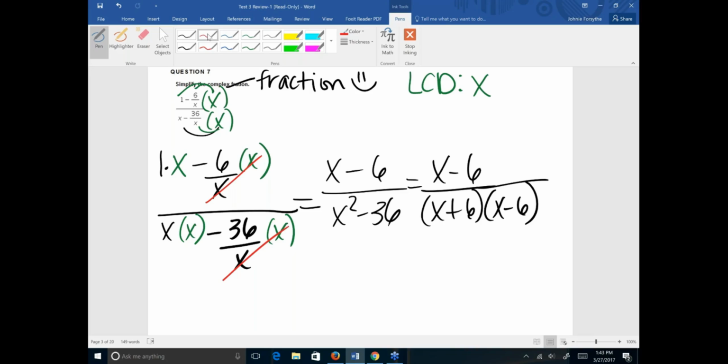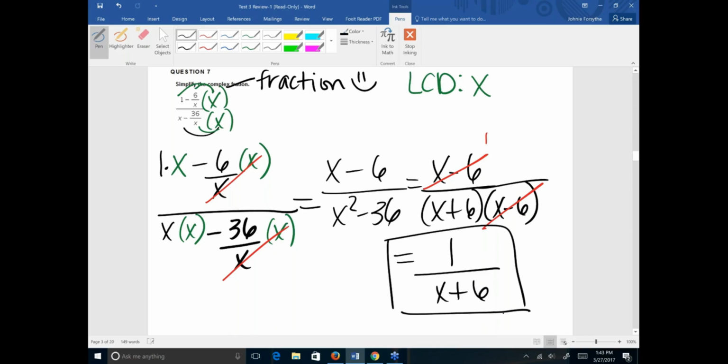And then I'm going to cancel out common factors, which would be x minus 6 and x minus 6. At the top now, I'm going to have just a 1, because when I cancel out, what's happening is x minus 6 divided by x minus 6 equals 1. So that's why we're left with just 1 at the top. And on the bottom, we just have x plus 6. So that's our final answer here.